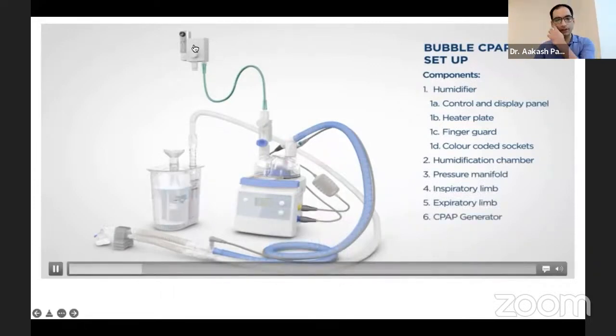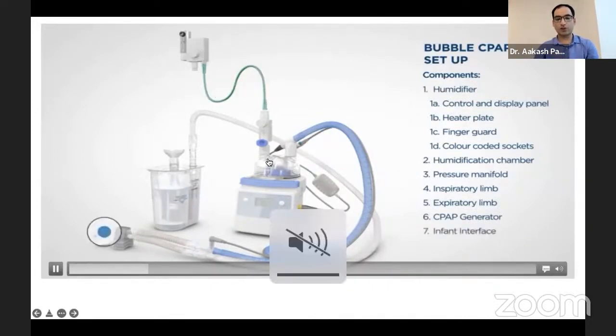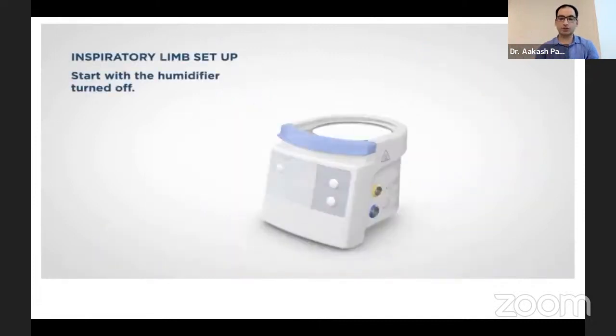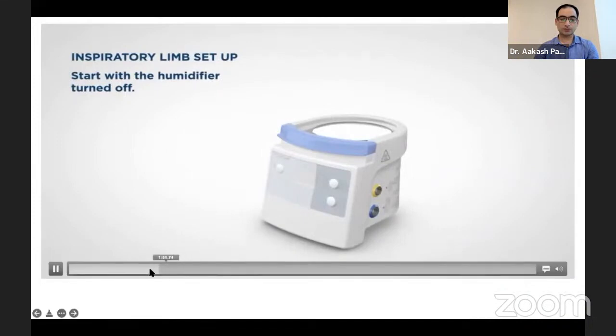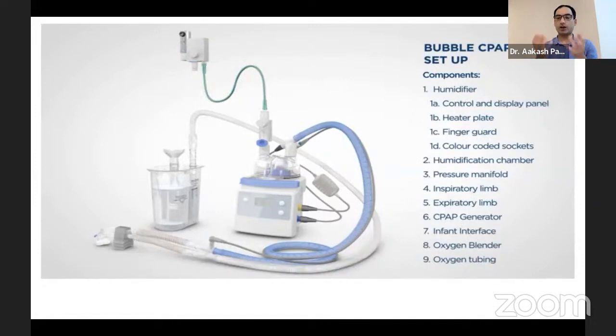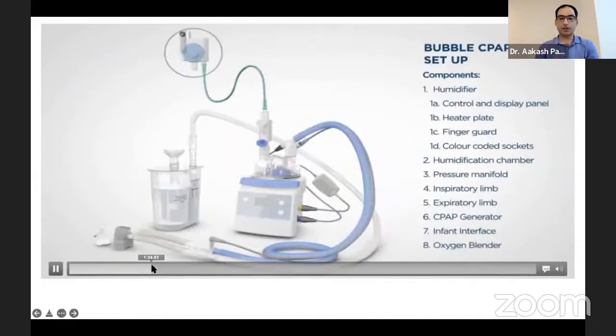First of all, we have a blender which gives an air oxygen mixture, and these blended gases move to the humidification chamber through this pressure manifold. This is a type of safety valve, that is, it does not allow the pressures to go beyond a certain limit. And then these gases pass to this humidification chamber, which is corrugated, so that the gases get enough time in this humidification chamber to pick up the water vapor and get warmed before being delivered to the baby.